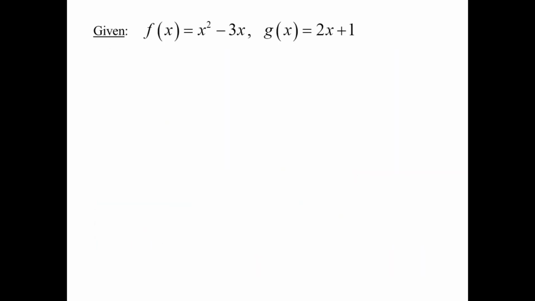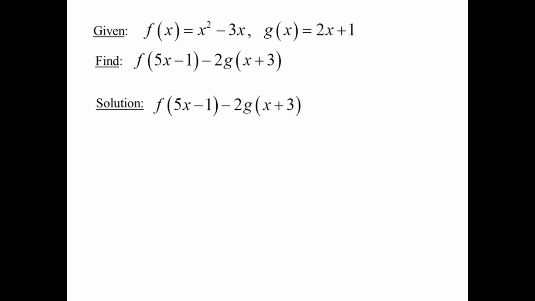Again, let's have some more fun with these two function machines. Let's find f of 5x minus 1 minus 2 times g of x plus 3. And we're starting to rock and roll a bit with it. First, write it. Then we have to go to the f machine and input 5x minus 1 into the f machine.